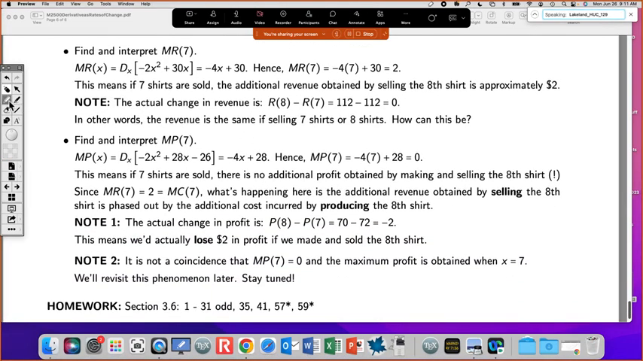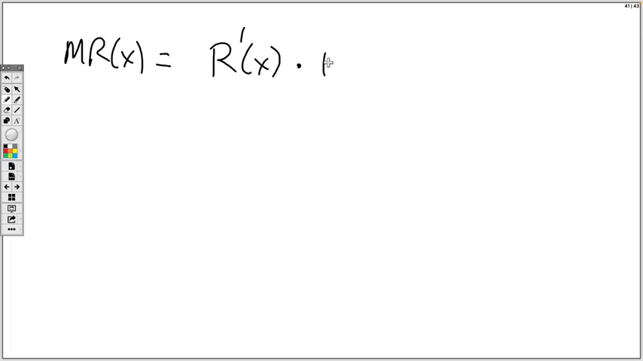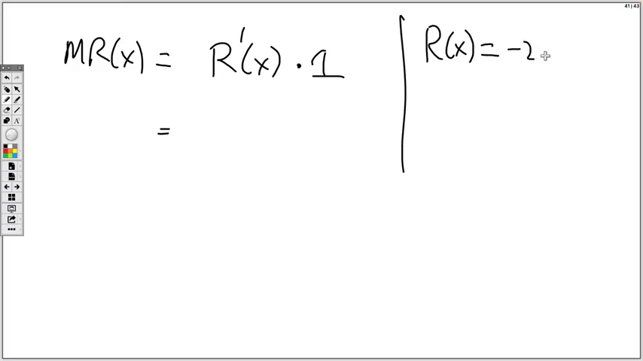Find and interpret the marginal revenue at 7. So the marginal revenue, once again, is the derivative of the revenue times one item. Let's go back to the previous example and pick up the revenue function: minus 2x squared plus 30x. So we take the derivative of that. What happens to the exponent 2? It comes down, we multiply, and that gives me negative 4x. What's the derivative of 30x? 30.